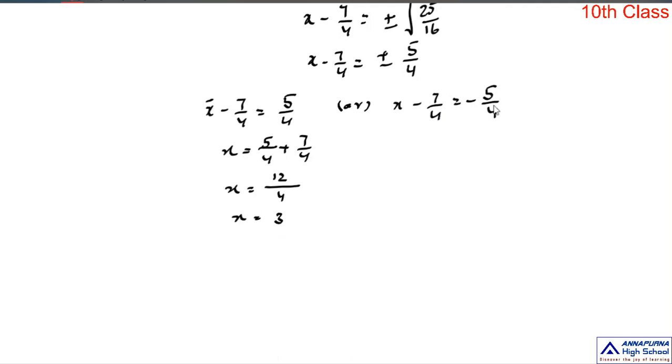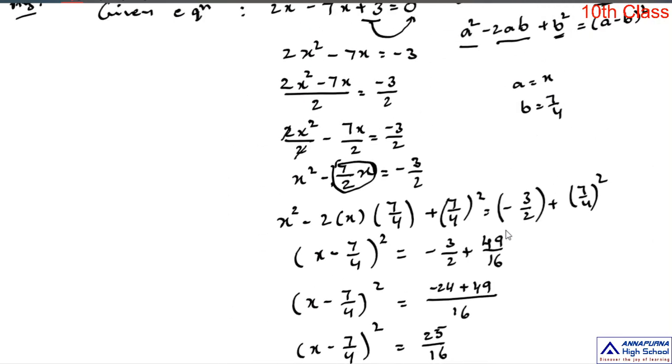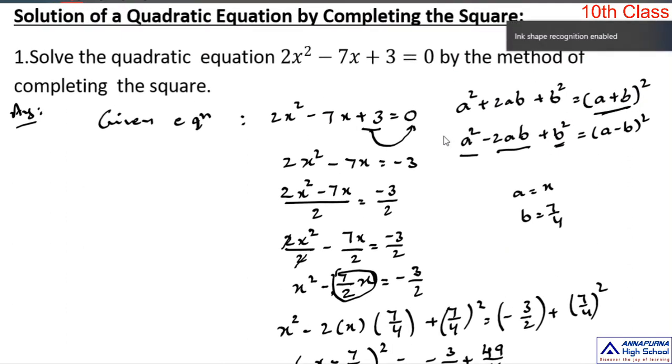And x minus 7 by 4 is equal to minus 5 by 4. Transpose this minus 7 by 4 to the right side. So x is equal to minus 5 by 4 plus 7 by 4. So x is equal to, the denominator is 4, minus 5 plus 7, it is equal to 2. So x is equal to 2 by 4, which means it is equal to 1 by 2. So x is equal to 3 or x is equal to 1 by 2. So these two are the roots of the given quadratic equation.